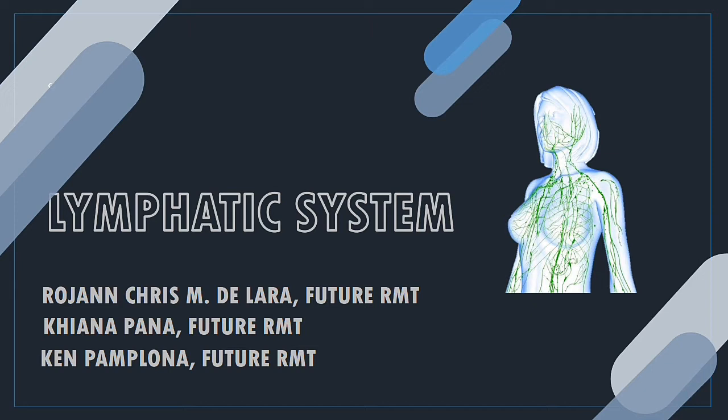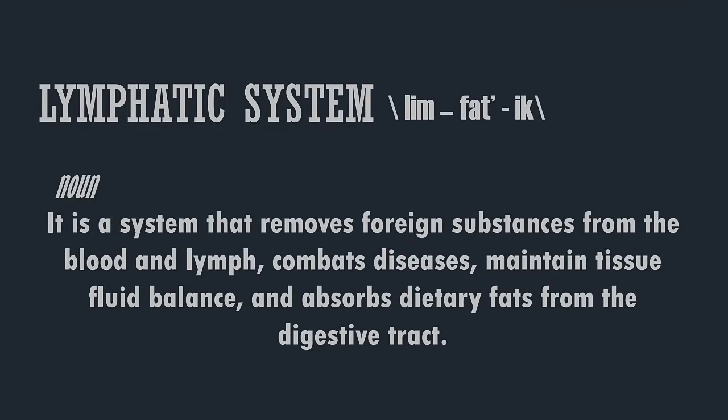So now, the topic that we will be discussing for today is all about the lymphatic system. So the question is, what is the lymphatic system, by the way? The lymphatic system is basically a system that removes foreign substances from the blood and lymph, combats diseases, maintains tissue fluid balance, and absorbs dietary fats from the digestive tract. So that's what the lymphatic system is.